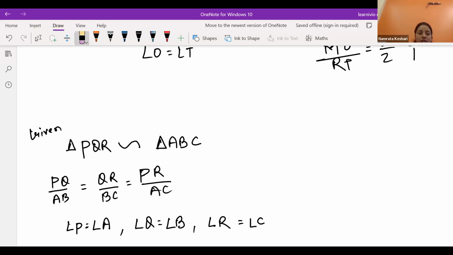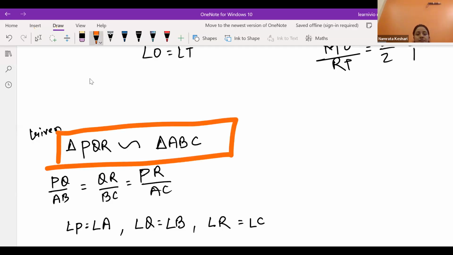If the given part is this one, then this is the meaning. This is the meaning of similarity. Okay, the conclusion we have written by ourselves. From here, can you say that triangles are congruent also?